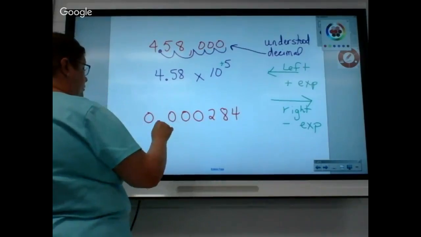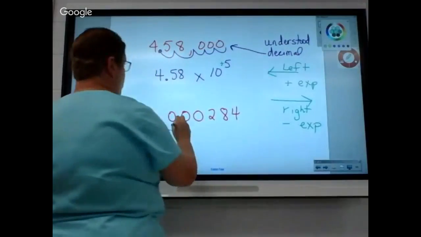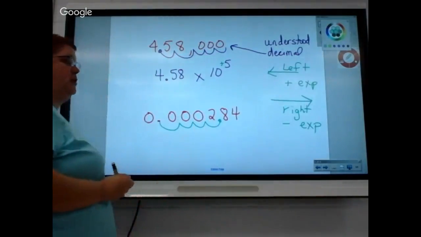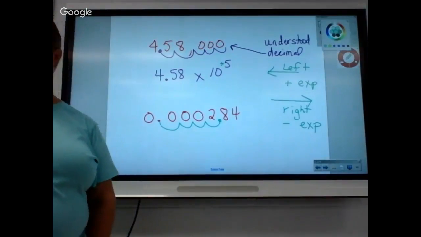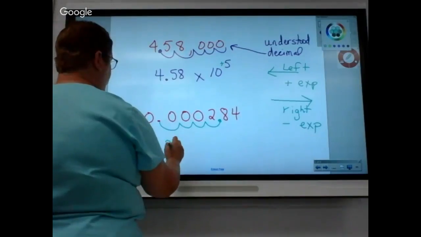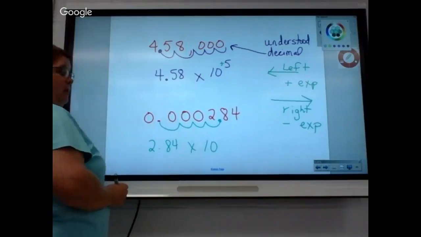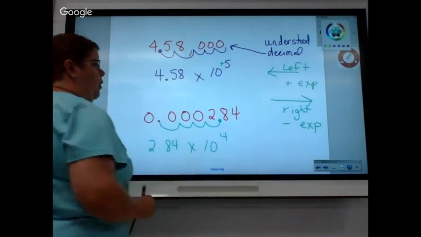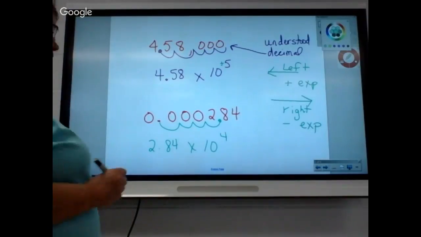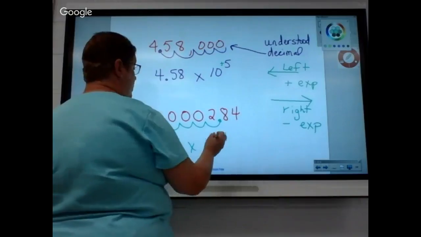Let me change my color here so I get a little shading variation. Okay? So 1, 2, 3. I'm going to move it 4 places to between the 2 and the 8. And that's a good choice because the 2 is between 1 and 9. So we have 2.84 times 10. And how many places did I move it? So my exponent's a 4. And Eileen said we went to the right. So it's negative 4.